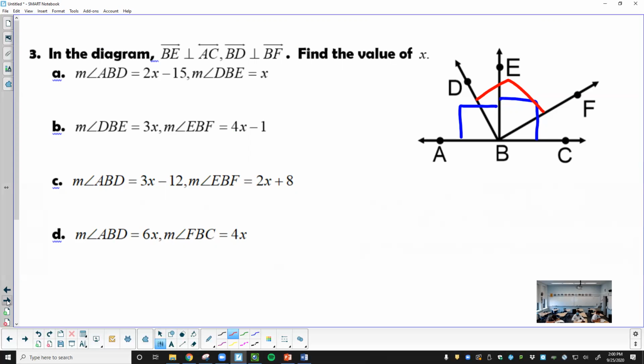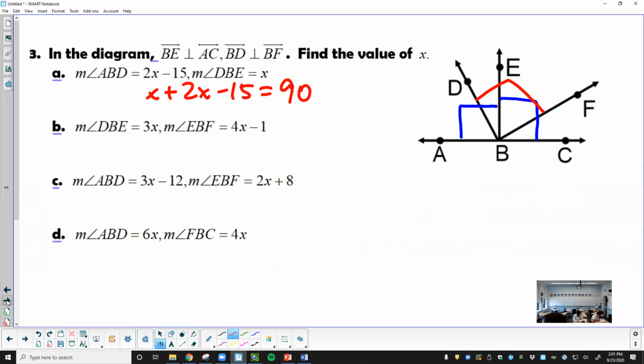So the first, 3A, it tells us that ABD is 2x minus 15. DBE is x. Well, we just said that ABE is going to be a right angle, right? Based off of given information. So what do we know about ABD and DBE? Yeah, what do you think? They're equivalent to 90. Okay, so how can I set up an equation? x plus 2x minus 15 equals 90. x plus 2x minus 15 would have to be equal to 90, right?